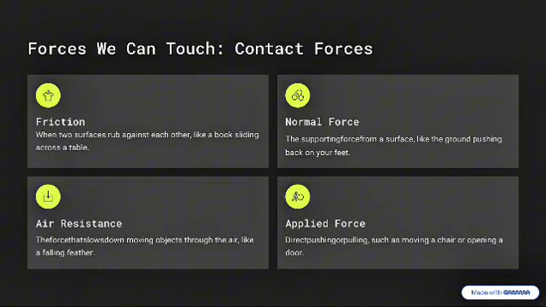And number 4, applied force. Applied force is direct pushing or pulling, such as moving a chair or opening a door.